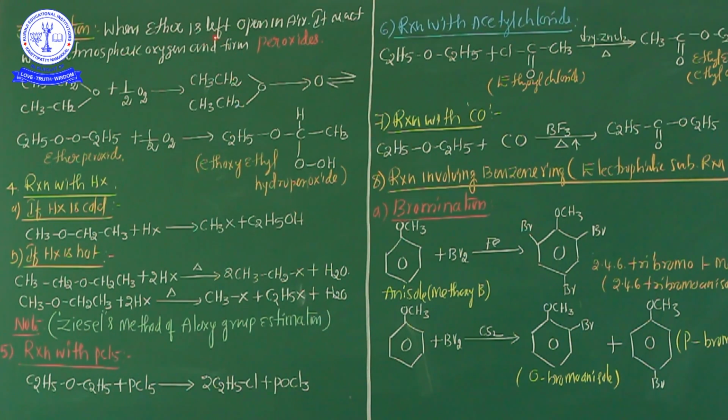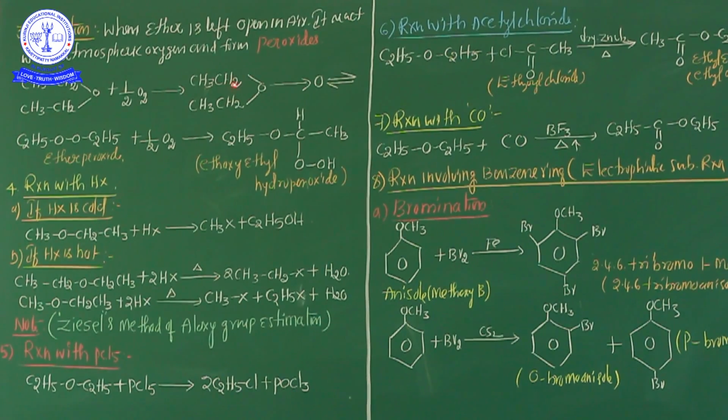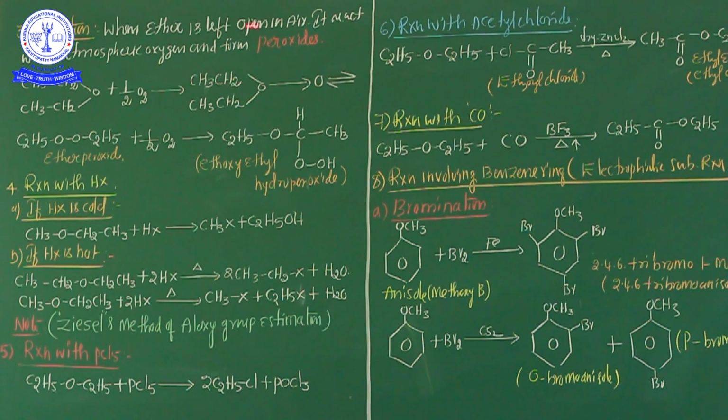When ether is left open in air, it reacts with atmospheric oxygen and forms peroxides. This is important: keep ether away from the air. Ether easily reacts with atmospheric oxygen to form peroxides. Why is it called oxidation? Because atmospheric oxygen reacts with the ether.